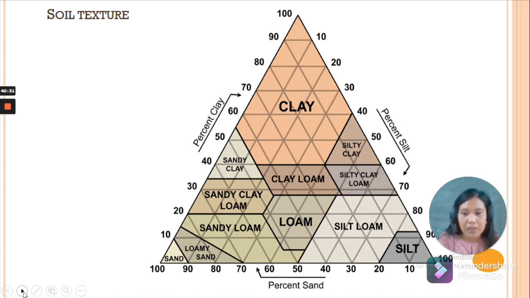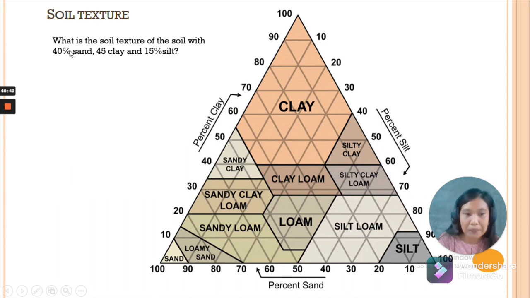Okay. So, for example, you have a question: what is the soil texture of a soil with 40% sand, 45% clay, and 15% silt? How do we do it? Like a multiplication table. Clay, this is clay. How many percent is the clay? 45%. Then you look for 45 here. Here it is. Okay. Then the silt, 15.